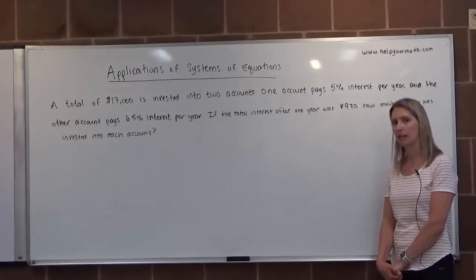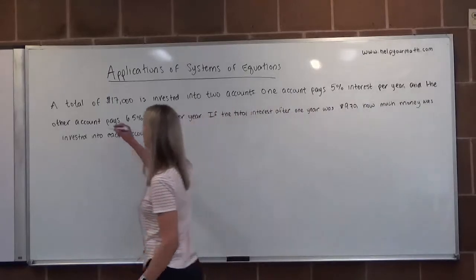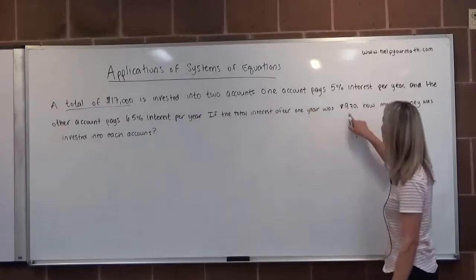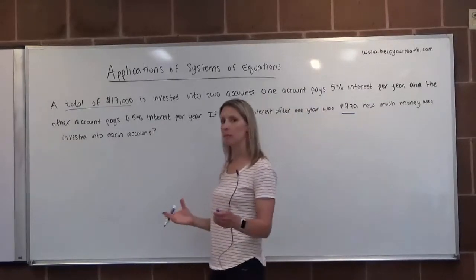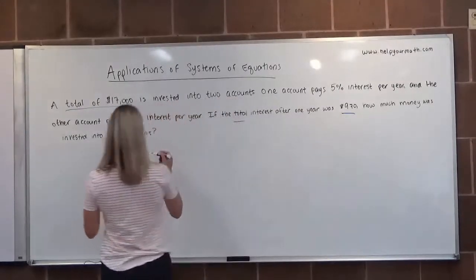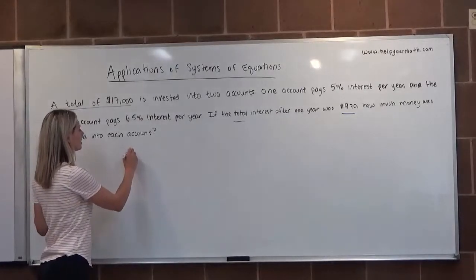I find the best way to organize this information is in a table. We are given two totals. We have a total amount of money that was invested, and we have a total amount of interest that was earned, right? So we see this total given twice. So when I set up this table, I'm going to have piece, piece, total, piece, piece, total. So when I set this up, we're going to have the account that pays 5%.